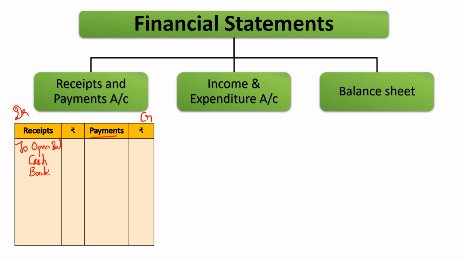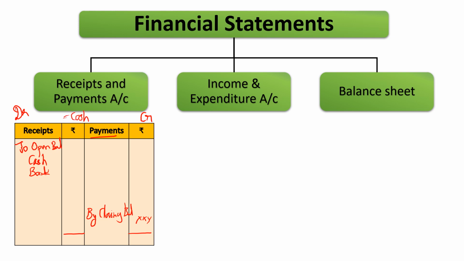If you have a debit balance, you will record it on the debit side. If there is a credit balance, you will record it on the credit side. This is the opening balance. At the end of the statement, you will record the closing balance on the other side, by closing balance of cash and bank. So it is as good as the cash account.